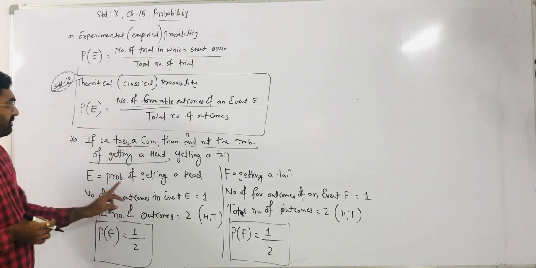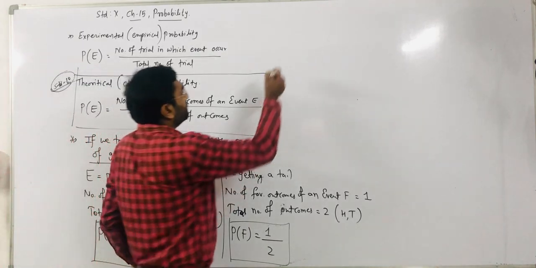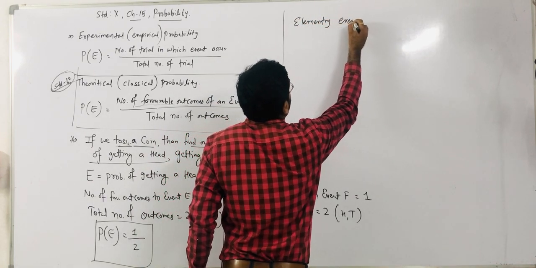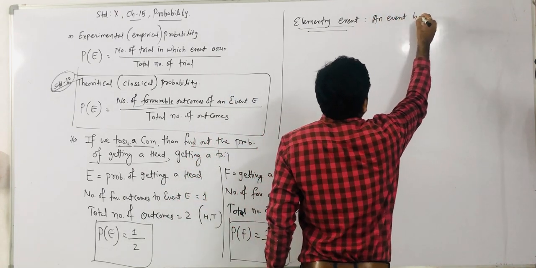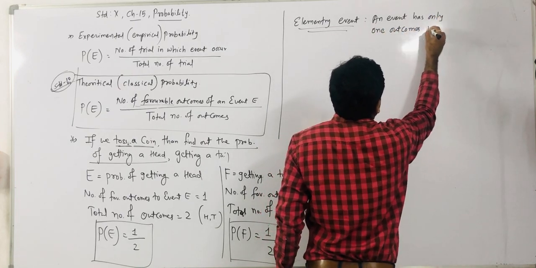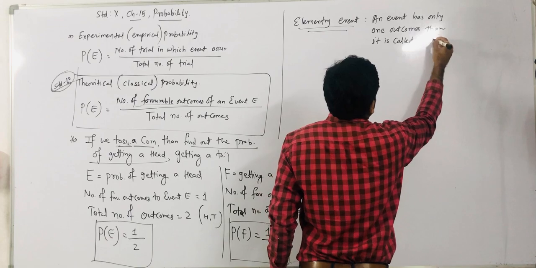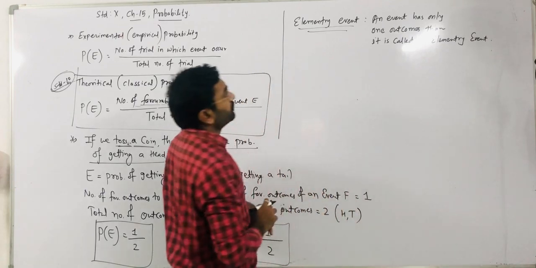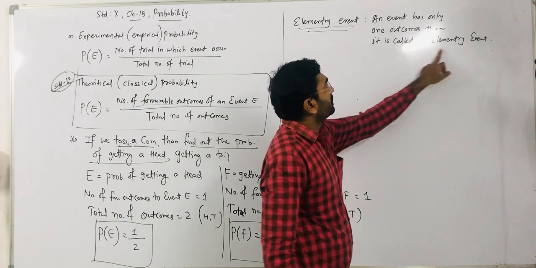Whenever any event has only one outcome, then that event is called an elementary event. Remember that. An elementary event is an event that has only one outcome. Sometimes they may ask this for 1 mark.